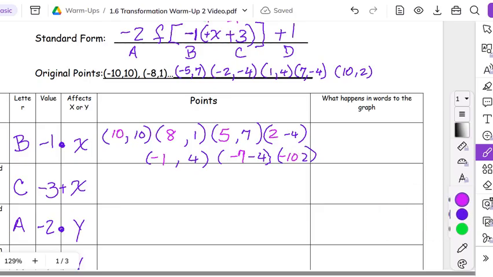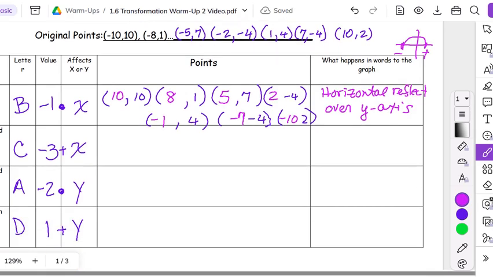And then what just happened, described in words, is a horizontal reflection over the y-axis, because the x values are changing, so they hop. If the x values jump from one place to the other, they're going to jump over the y-axis because they're becoming negative from positive. So that's why we call it a reflection over the y-axis. It's like the x values are jumping over.